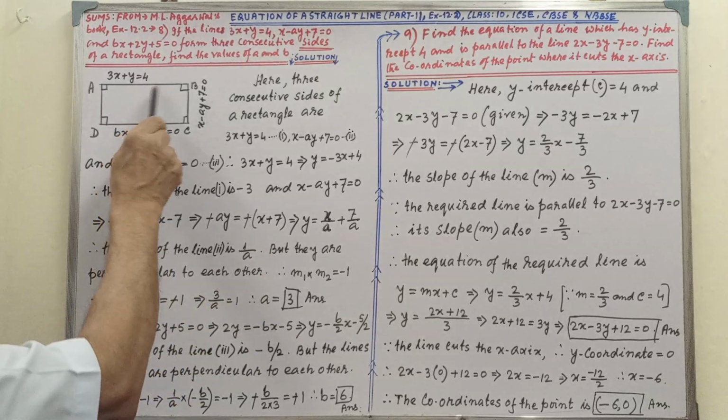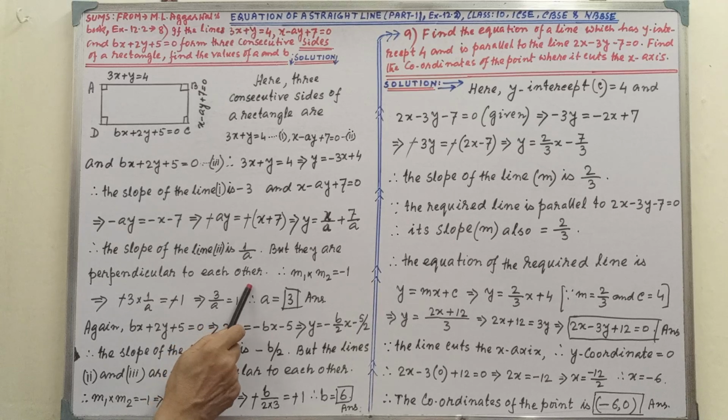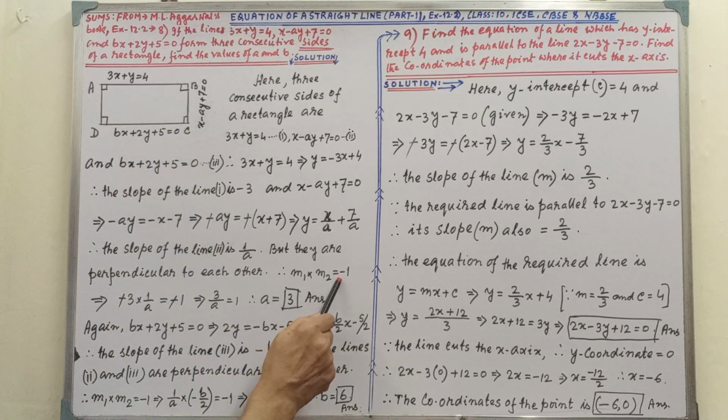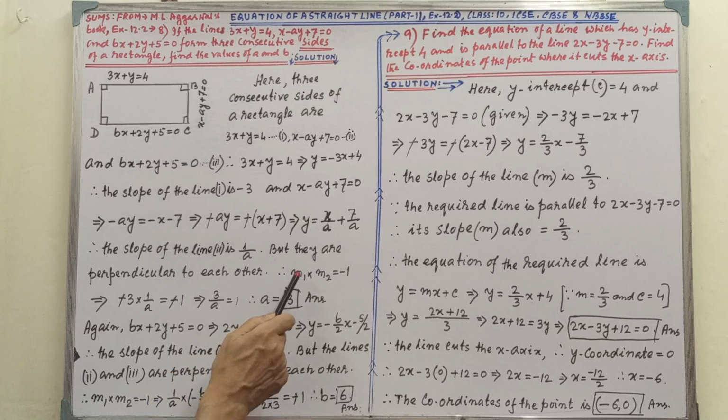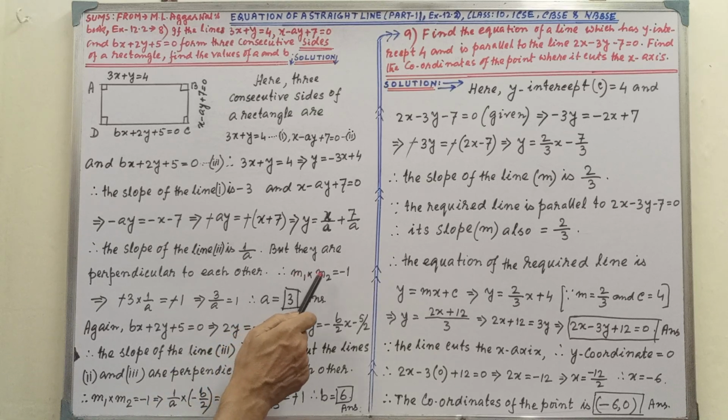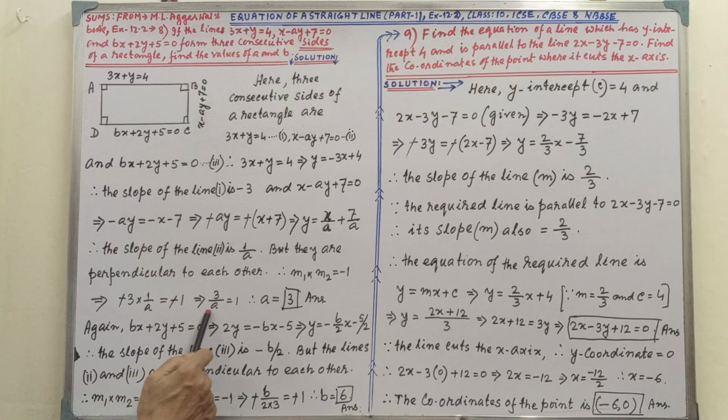But these two lines are perpendicular to each other. Therefore, the product of the slopes equals minus 1. This is the condition for perpendicularity. This you have to remember. Now by putting the values of m1 and m2, we are getting this. Then by simplifying, we are getting the value of a, 3.